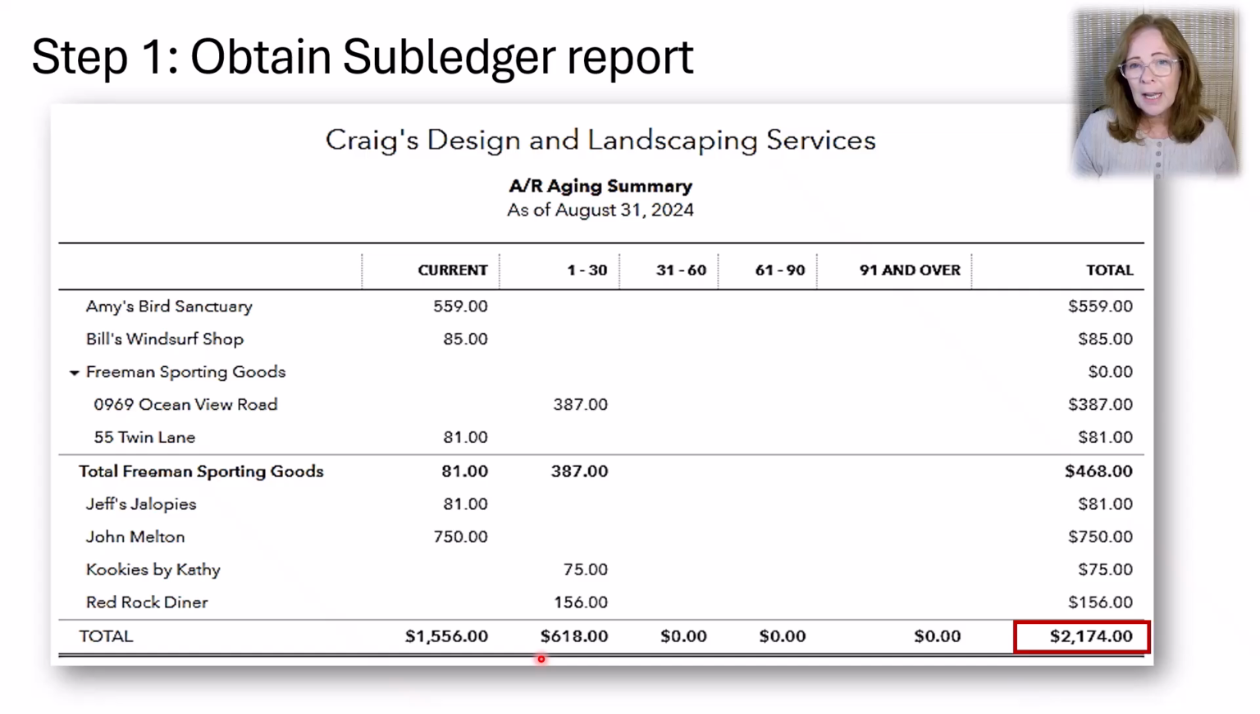In addition to collecting on past due customer invoices, the accountant should also communicate internally that a customer is past due, so that no additional goods or services are provided until the customer pays the past due invoices. For instance, in our example, I'd probably want to know that Freeman Sporting Goods is sending a payment for $387 before processing any further orders from this customer.